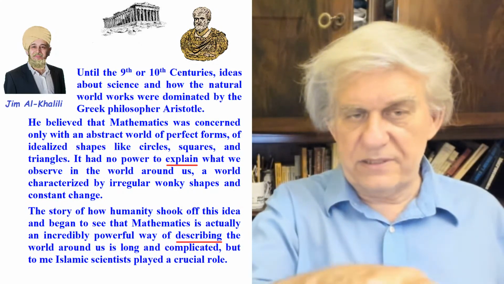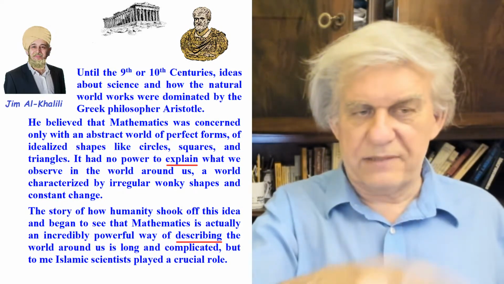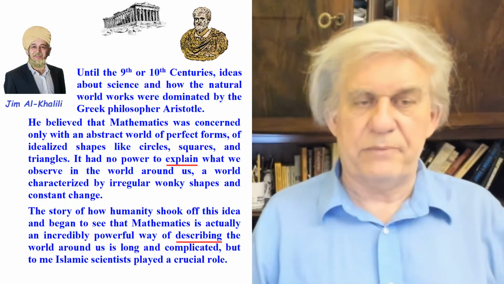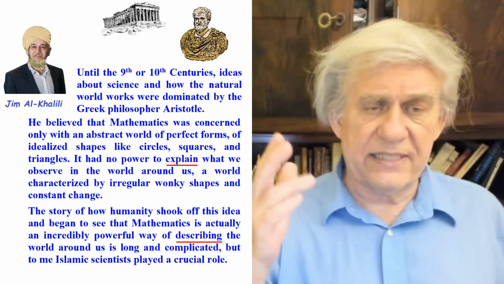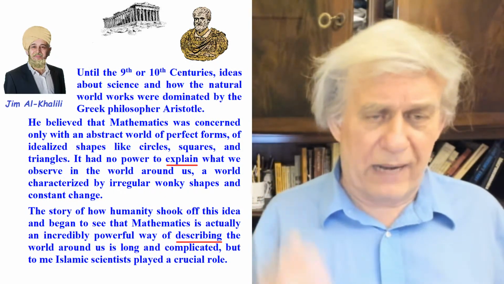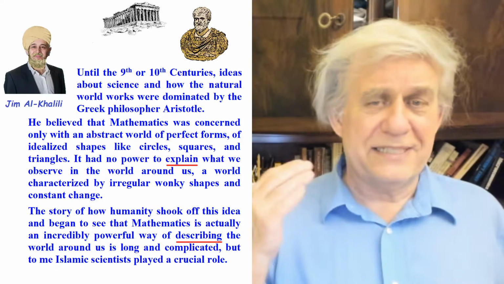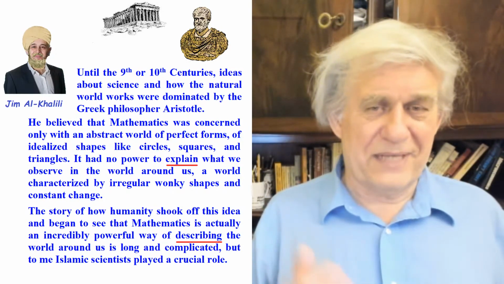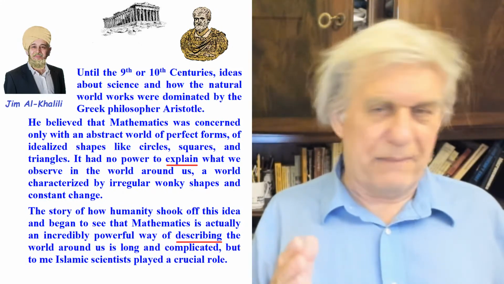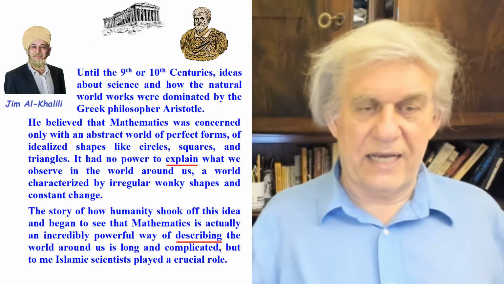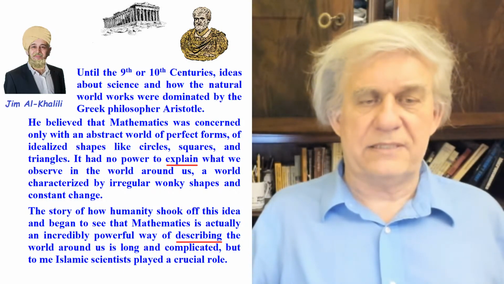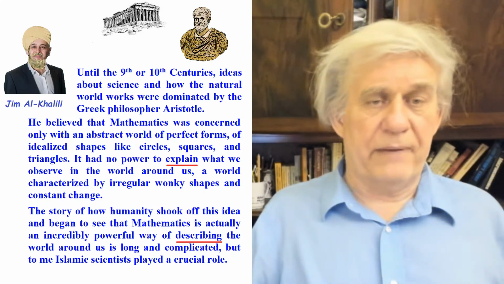But look, he uses the word explain. But when he comes back and criticizes, he's going to change that word. He says the story of how humanity shook off this idea and began to see that mathematics is actually an incredibly powerful way of describing the world around us is long and complicated, but to me, Islamic scientists played a crucial role. I thought we were talking about explanations. How did we suddenly morph into describe? And yeah, we got a problem because he goes back and forth between describing and explaining. And so I don't know what he's talking about. Is he talking about description or explanation? Does he know the difference? Okay.